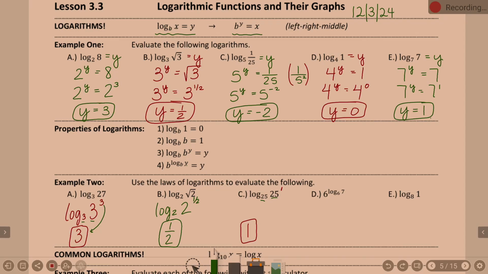D, 6 raised to the log base 6 of 7. There's the fourth one. Okay, property 4, you guys there? If these match, it's equal to the y. What do we have here? The 6's match, so it's equal to the 7. And again, that's because the 6's match.